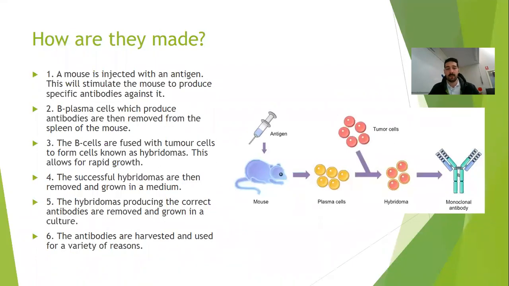So first thing that happens is we actually inject an animal, and most often it's a mouse, with an antigen. So I'm going to use chickenpox as an example in this video. So we inject it with an antigen from, say, chickenpox, and that causes the mouse to start creating antibodies against it. And we know that the cells that make antibodies are B plasma cells. So the second step is to remove those B plasma cells from the spleen of the animal.